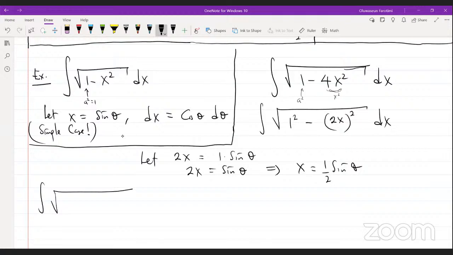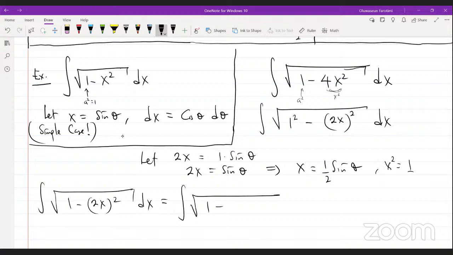Okay, so you have the integral of the square root of 1 minus 2x all squared dx. This becomes a 1 minus... if x is this, what is x squared? x squared is 1/4 sine squared theta. So I have 4 times 1/4 sine squared theta.